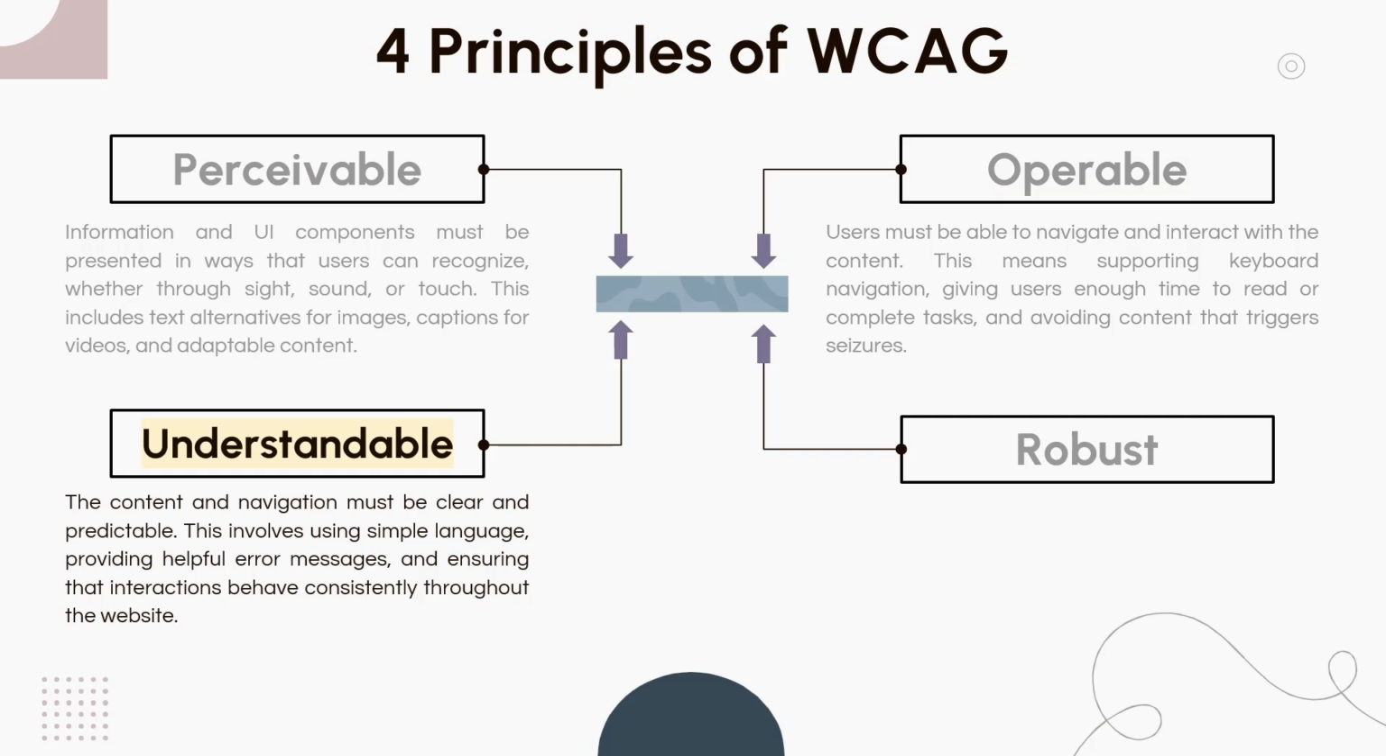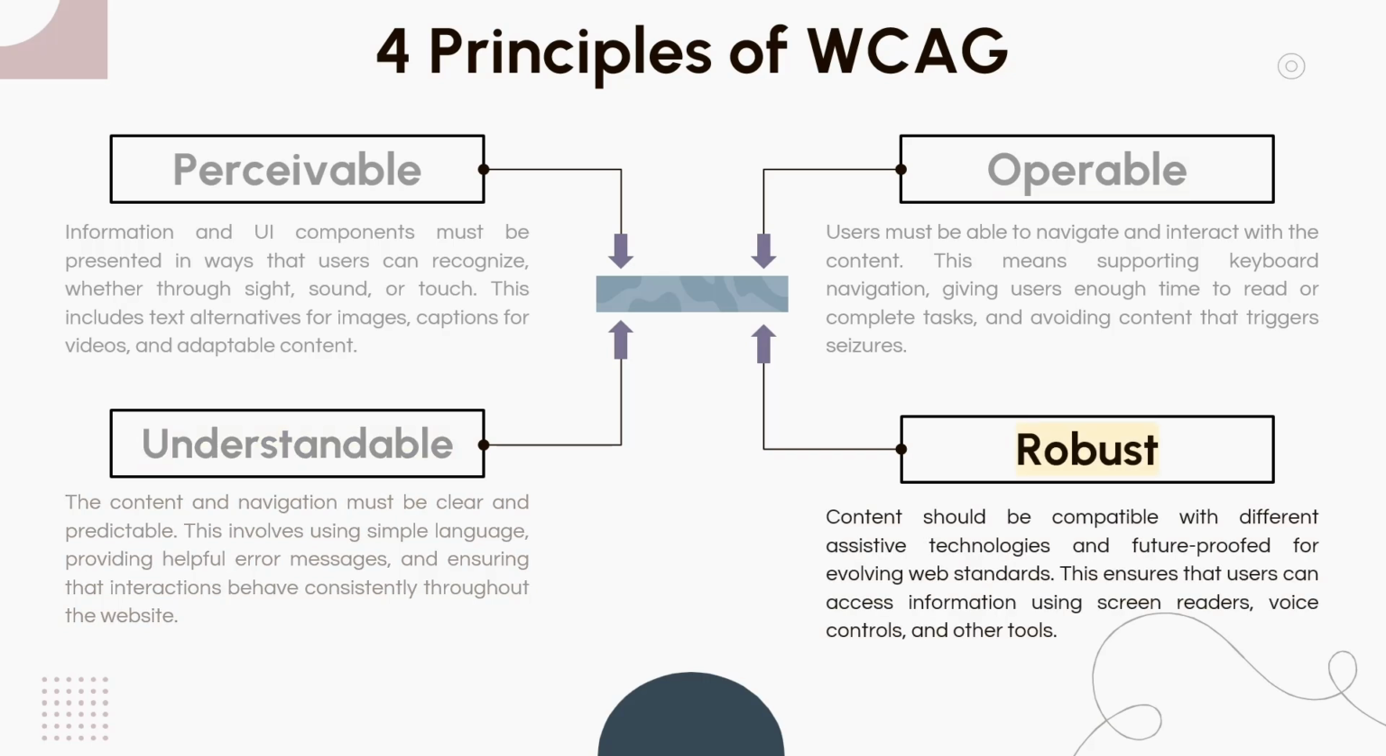Next up is understandable. The content and navigation must be clear and predictable. This involves using simple language, providing helpful error messages, and ensuring that interactions behave consistently throughout the website. And finally, we have robust. Content should be compatible with various assistive technologies and future-proofed for evolving web standards. This ensures that users can access information using screen readers, voice controls, and other tools effectively.